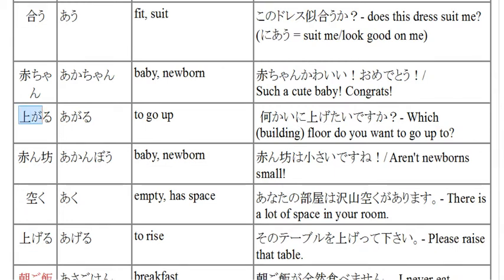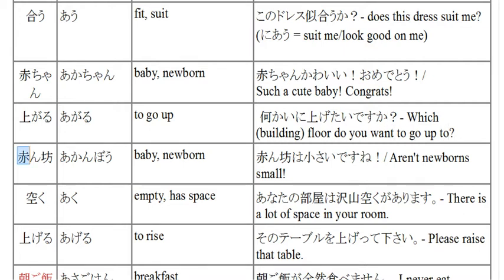Now we have agaru. Agaru is to go up. So 何階に上げたいですか? Which floor do you want to go up to? So we're talking 階, for the first floor, second floor, third floor, fourth floor, and so on. So 何階, which, what floor? 何階に, at one floor, 上げ to go up. Tai, want to. Remember, tai desu for wanting to. Tai desu ka? Do you want to? Which floor do you want to go up to?